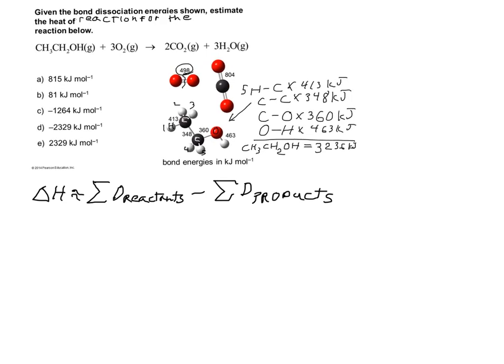All right. So we go back to our tally sheet here. The sum for our reactants is going to be the 3,236 kilojoules from our 1 mole of ethanol, plus we have 3 molecules of oxygen. 3 moles of oxygen, and each mole of oxygen has a dissociation of 498 kilojoules.